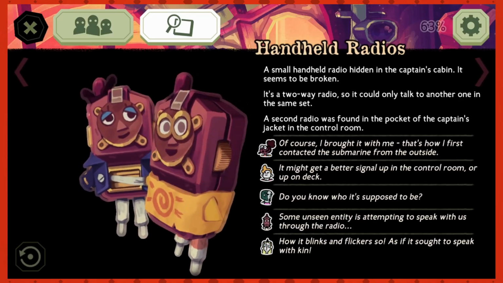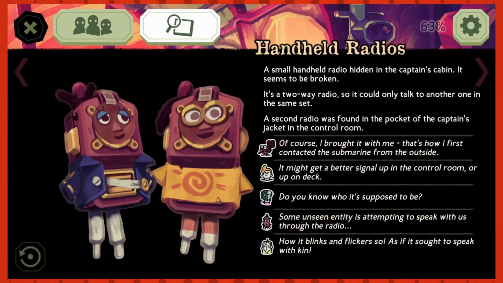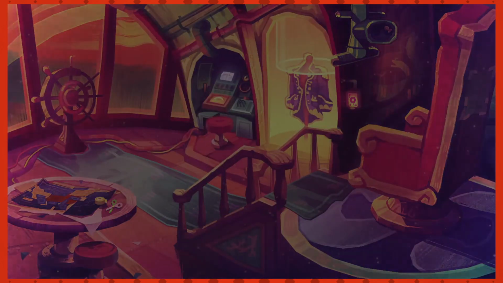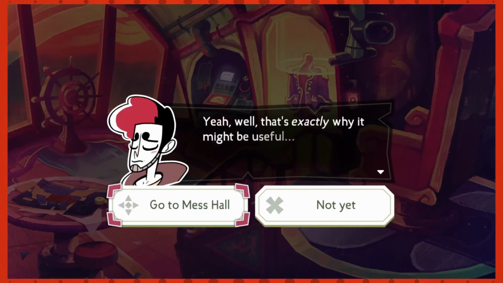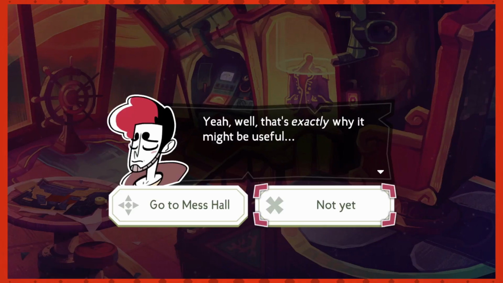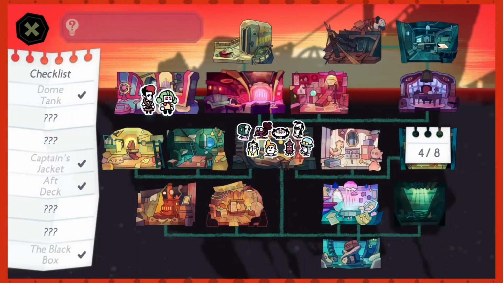Ah. So that's not supposed to look like Sylvia. That's supposed to look like her mom. And this is supposed to look like Sylvia. Yes. You know, maybe we should go back to the mess hall. I thought we were avoiding it. Yeah, well, that's exactly why it might be useful. I don't want to go there yet. We have other stuff to check.